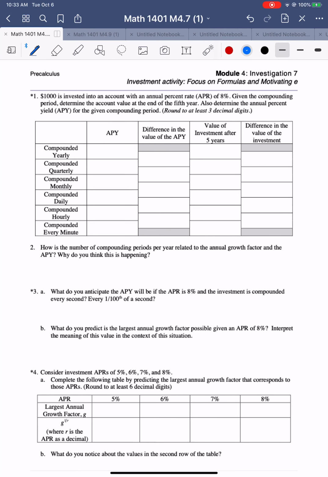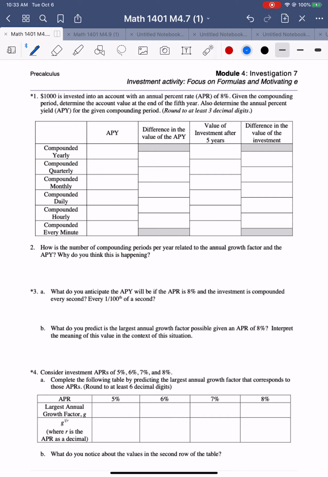Hello, this is Module 4, Investigation 7, Investment Activity, and we focus on the formula. In an earlier investigation, I introduced the compound interest formula, but this time I'm going to introduce the compound interest formula continuously. All right, let's try number 1.